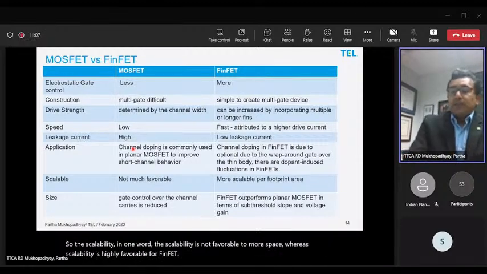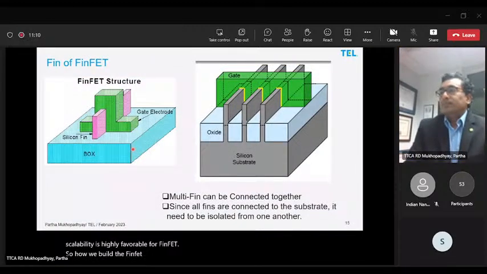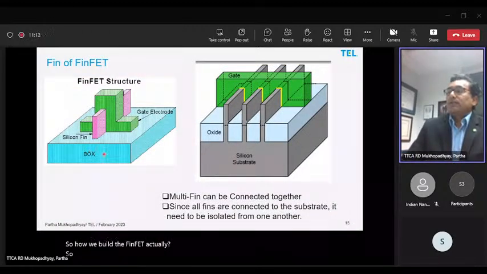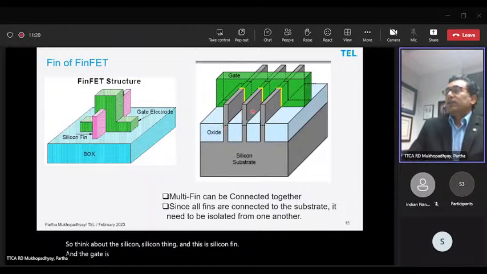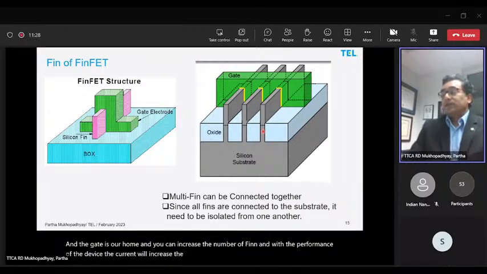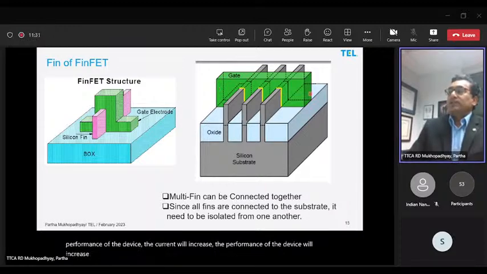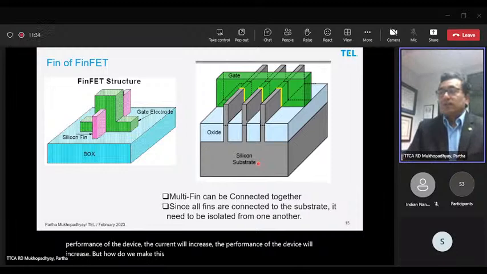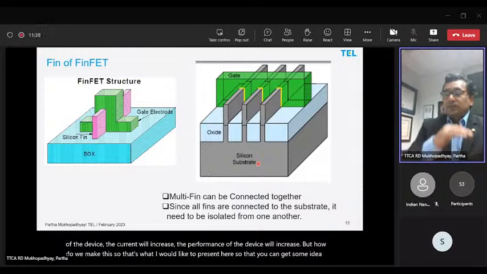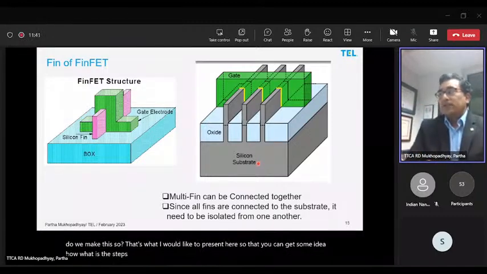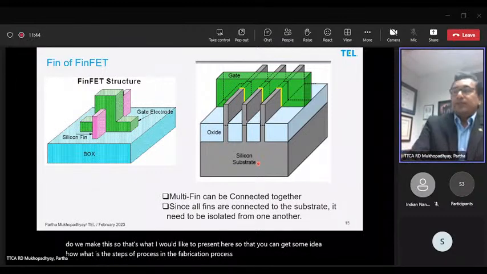So how do we build the FinFET actually? Think about this as silicon, and this is the silicon fin, and the gate is on top. And you can increase the number of fins, and the performance of the device will increase, the current will increase. But how do we make this? That's what I would like to present here, so that you can get some idea of the steps in the fabrication process, how we can build it.